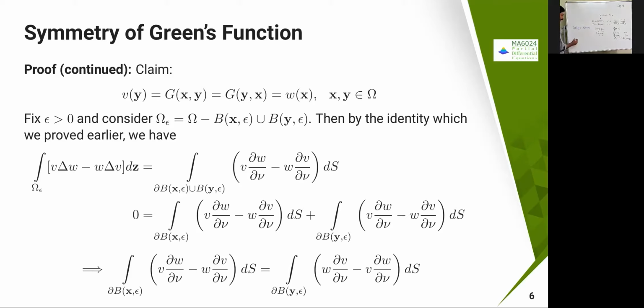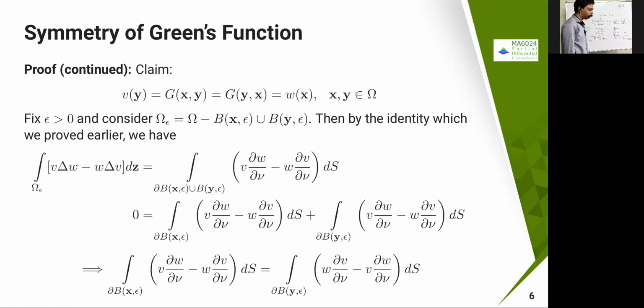Now, from the identity which we derived in the last class, this is like Green's identity: integral of v into delta w minus w into delta v over omega epsilon is going to become the integral over dou omega epsilon of v into dou w by dou nu minus w into dou v by dou nu, d sigma. But the left side is 0 because delta w is 0 and delta v is also 0. Only the right-hand side is going to exist.